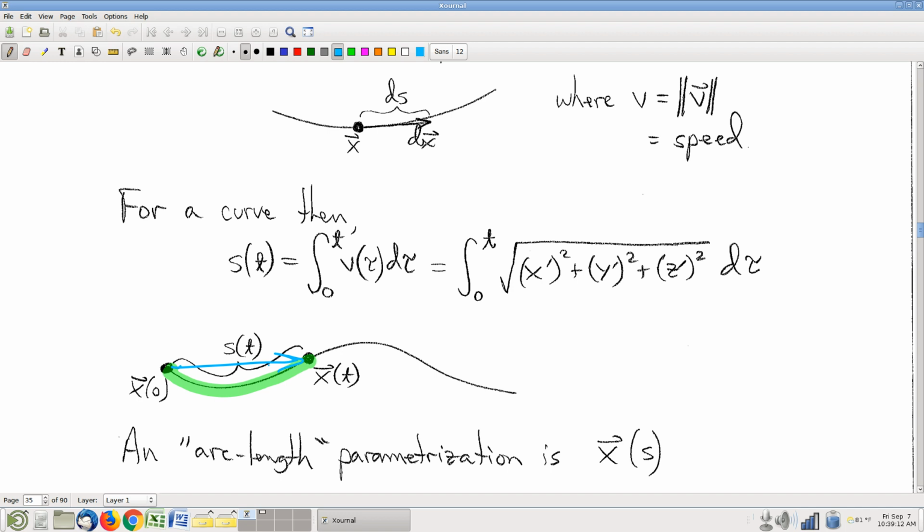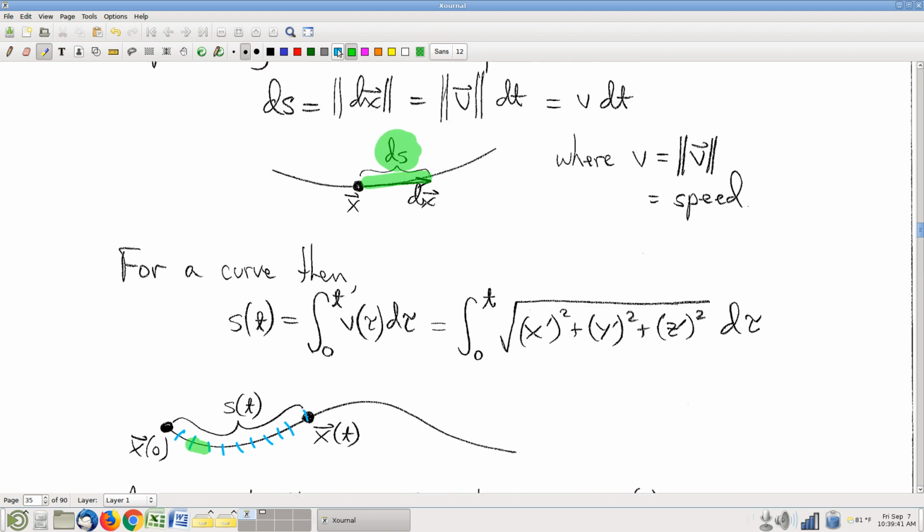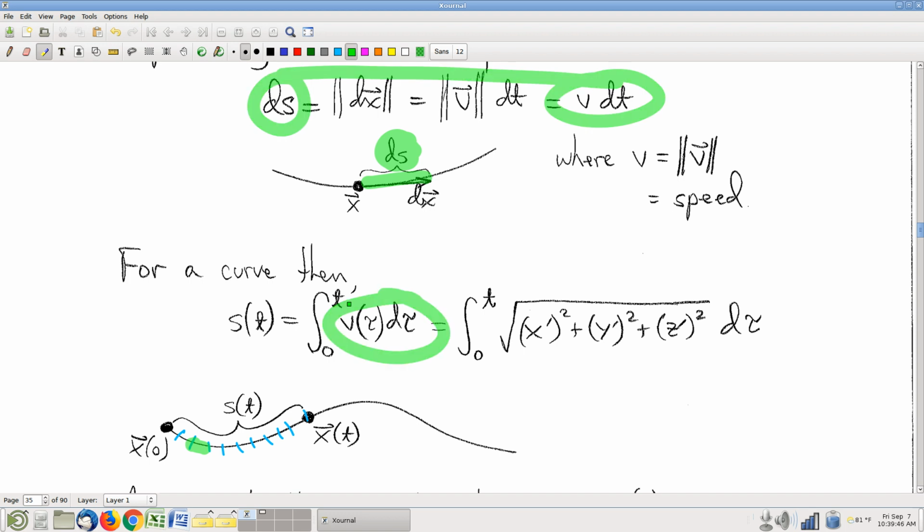So that's a kind of a hard problem if you think about it. And the way we resolve that is we just observe that total distance, we're just adding up a bunch of little bits of distance, little differential distances. We're adding up a bunch of ds's, a bunch of little lengths, ds. And don't forget ds is v dt. Everybody happy with that?